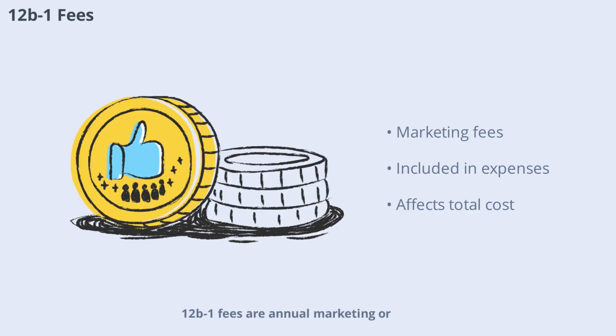12b-1 fees are annual marketing or distribution fees charged by some mutual funds. They cover advertising, promotional expenses, and sometimes commissions to brokers. These fees are included in the fund's expense ratio but can add to the overall cost. Always review the fee breakdown to understand what you're paying for.